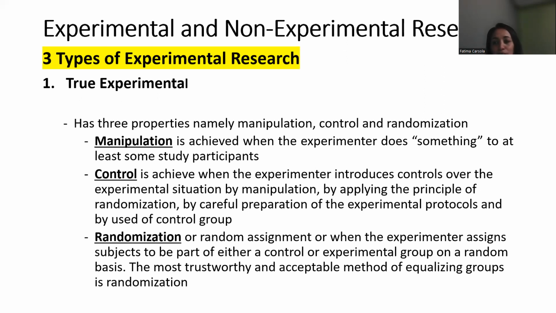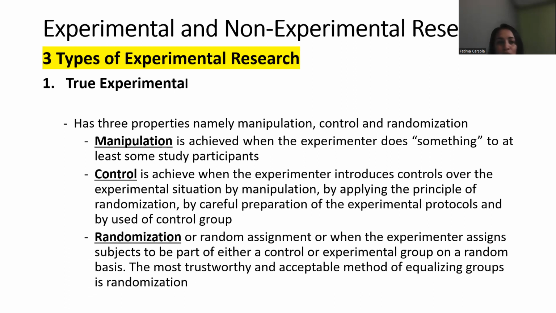We have here experimental and non-experimental research. This is from the book An Introduction to Nursing Research by Magnaye and Reantilio. But the other lessons for research will be from Hoser, 2023. For Reantilio and Magnaye, we have three types of experimental research, namely the true experimental, quasi, and the pre-experimental. For the true experimental, according to Magnaye and Reantilio, we have manipulation, control, and randomization.